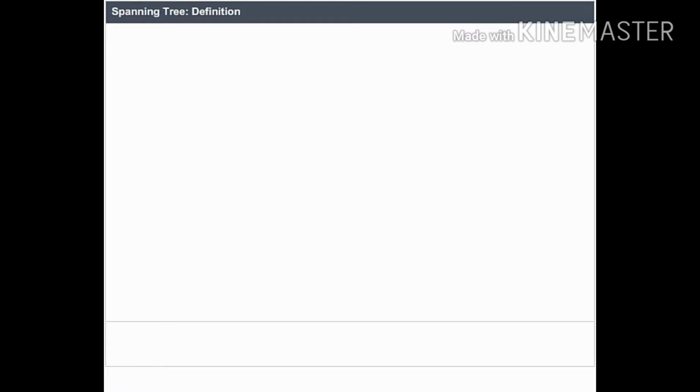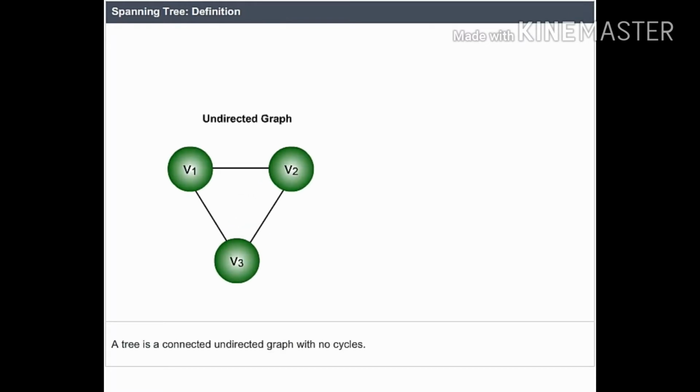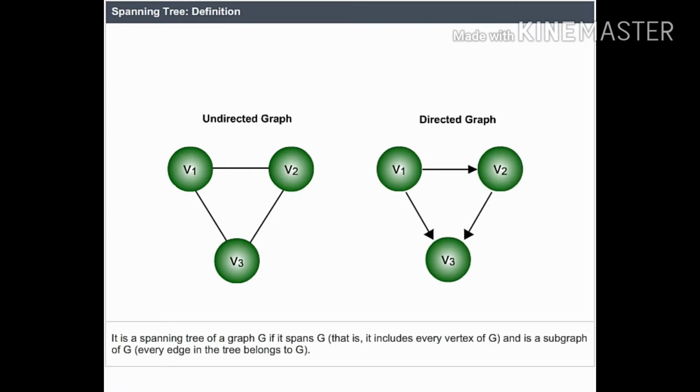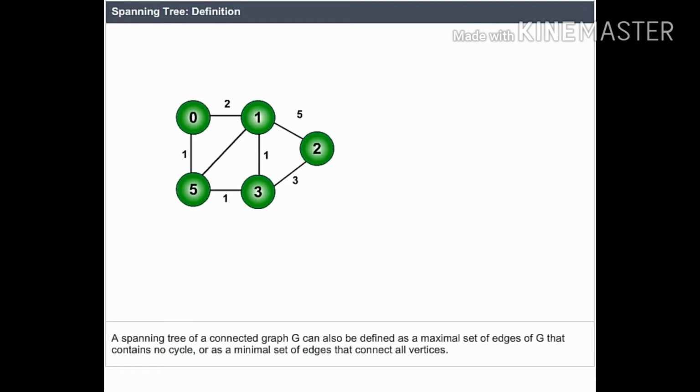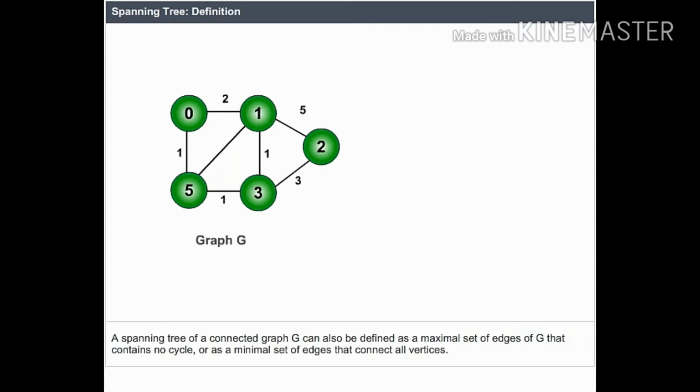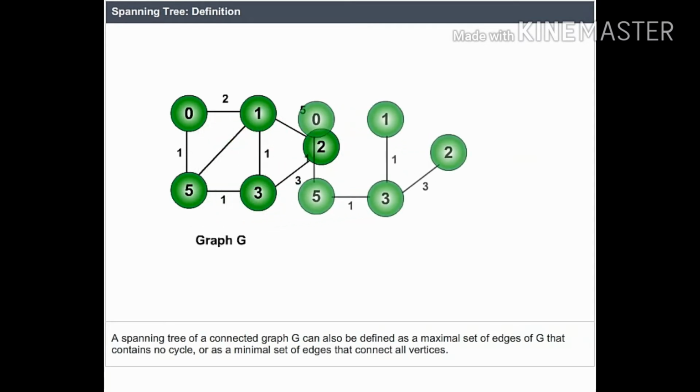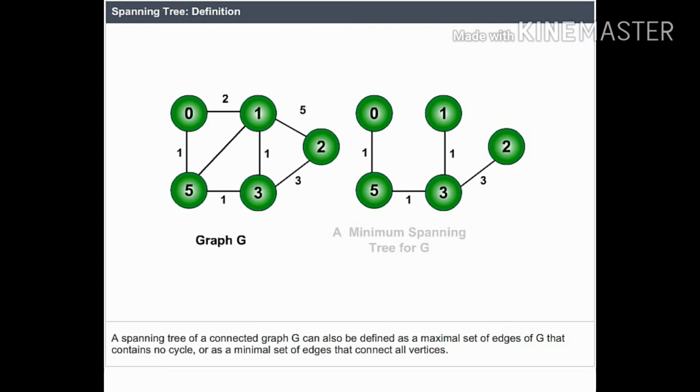Spanning tree definition. A tree is a connected undirected graph with no cycles. It is a spanning tree of a graph G if it spans G, that is, it includes every vertex of G, and is a subgraph of G. Every edge in the tree belongs to G. A spanning tree of a connected graph G can also be defined as a maximal set of edges of G that contains no cycle, or as a minimal set of edges that connects all vertices.